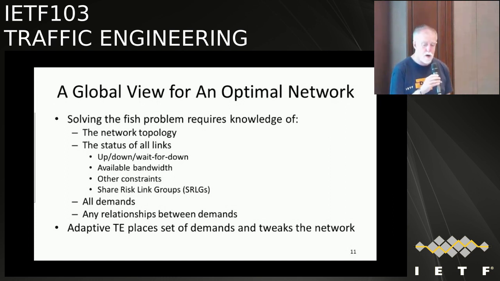So if you know all of those things, and then you know the demands that are going to be placed on the network and any relationship between the demands. For example, one may be providing a backup service to another. You don't want to send them down the same link. If you know all those things, then you can do a computation that will cause you to place your traffic in the network and do clever things to make sure that you deliver services.